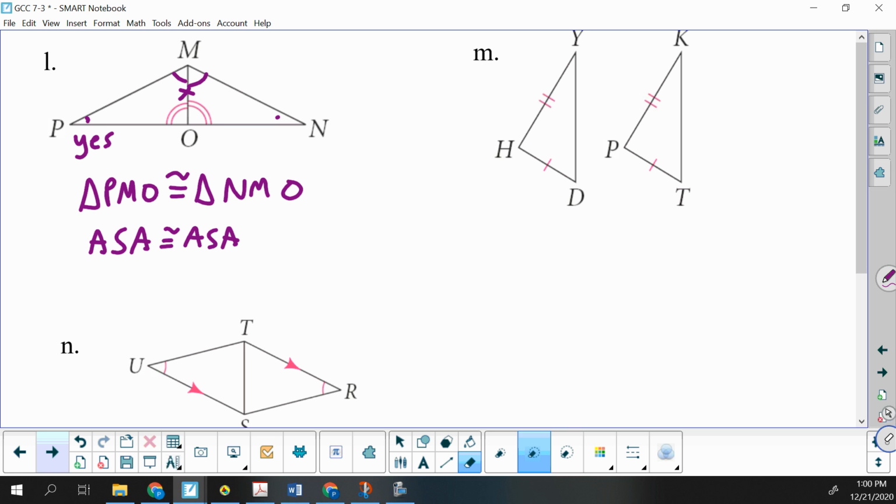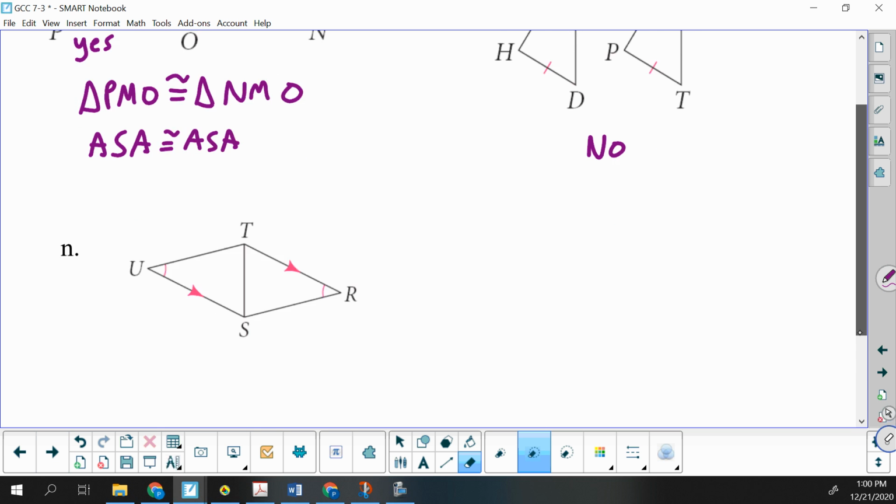In M, we have two markings, so let's be on the lookout for reflexive or vertical. There's no crisscrossing lines, so vertical angles are not present, and they're not sharing anything, so reflexive is not present. We only have two things, so no way to get those congruent.